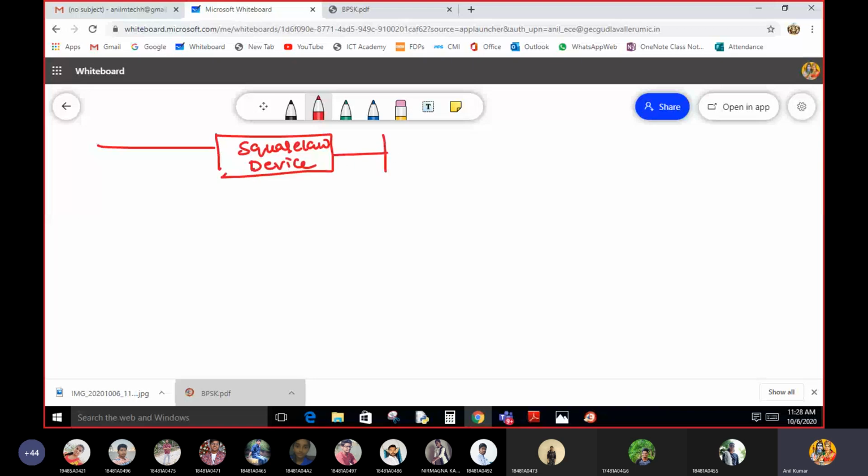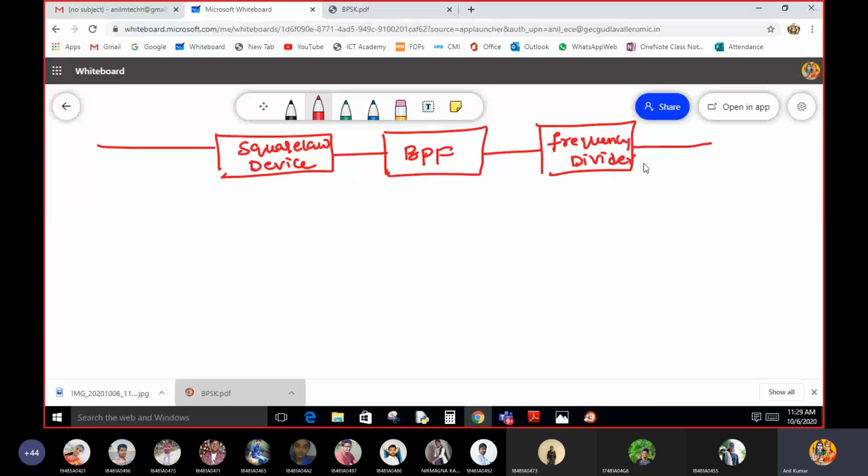Next, the input is given to the band pass filter, and next the signal is given to the frequency divider. Okay, and now it is called the carrier signal, locally generated. So this is a BPSK signal, and this is the locally generated carrier.